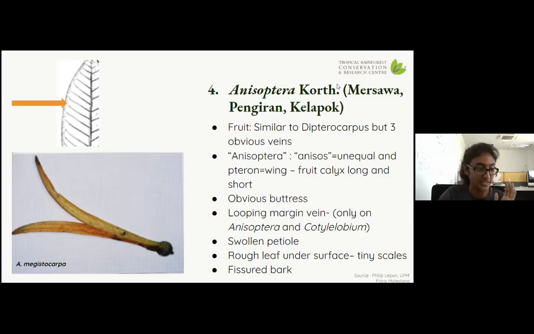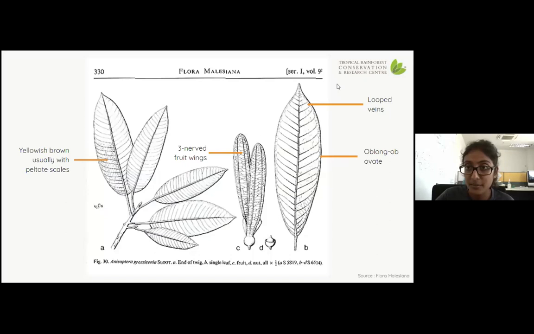Okay, more diagram examples and more characteristics. So you can see the looped veins on the diagram. And the shape of the leaves, they are mostly oblong obovate, as you can see in the diagram. The veins on the wings, there are three obvious veins. And underneath the leaf, you can see this yellowish brownish-like color because of the scales.